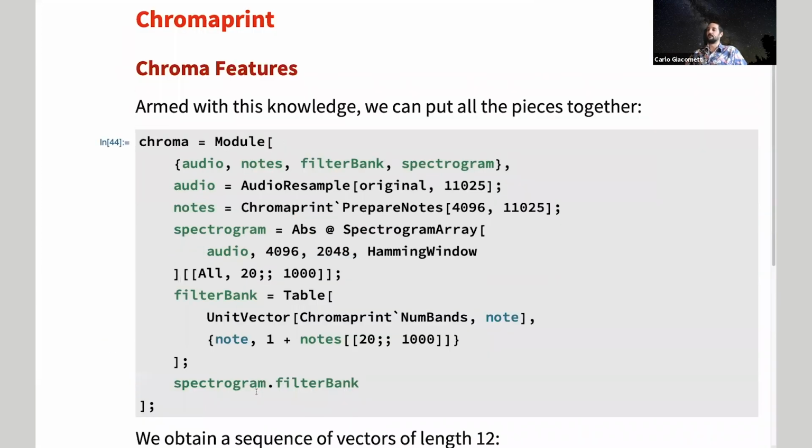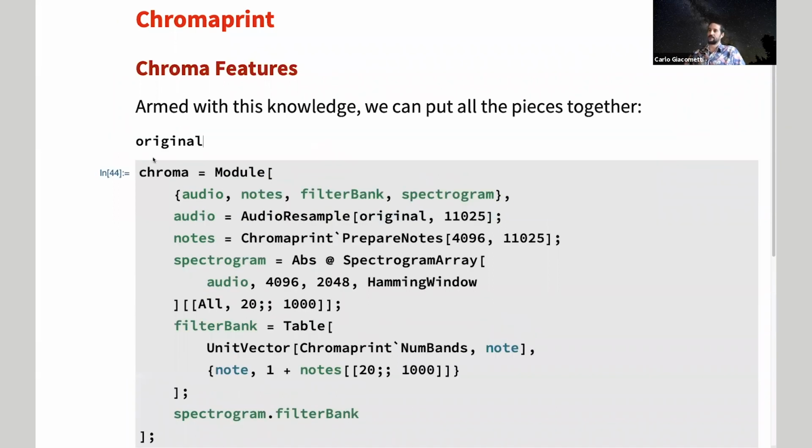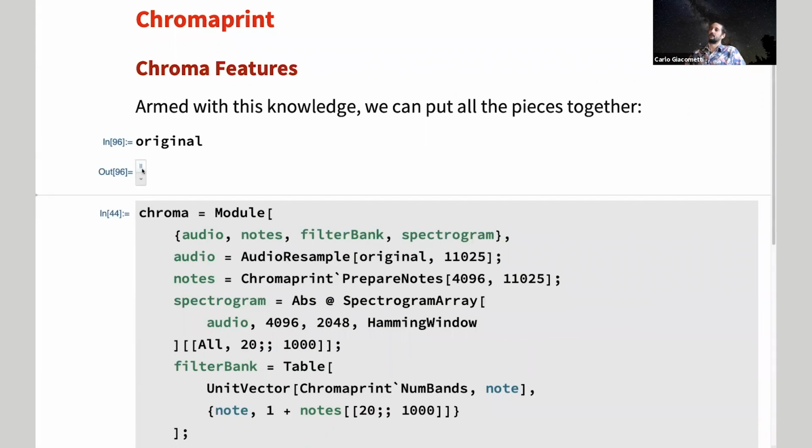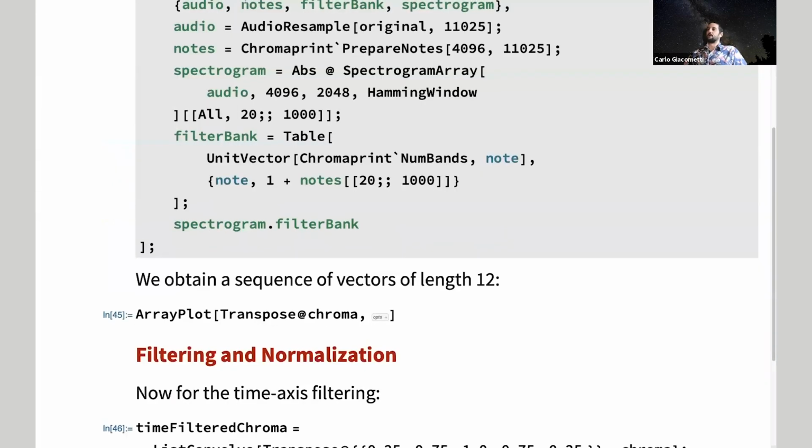I am using our original audio signal, our Sly and the Family Stone song. You can see that this is a pretty minimal implementation. There is a sampling step, and then a filter bank preparation, which are the filters that we saw in the previous slide, a spectrogram computation, and then we just take the dot product between the spectrogram and the filter bank. And what we obtain is a sequence of vectors of length 12.